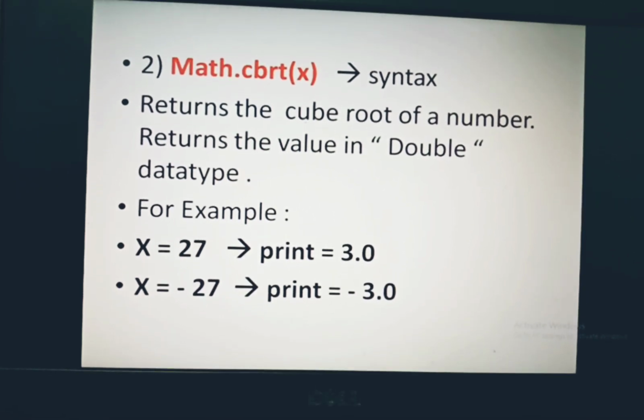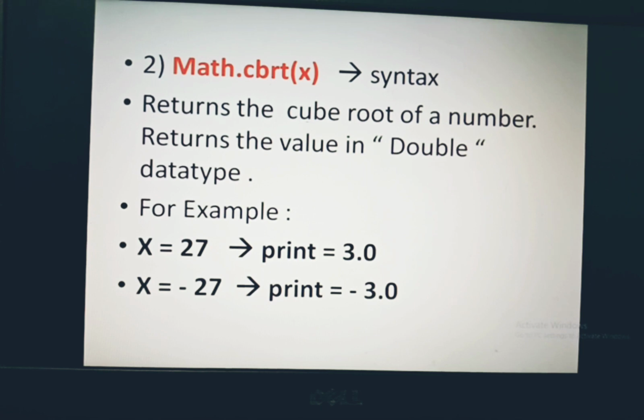And if the input is a negative number, for example minus 27, then the output will also be a negative number, that is minus 3.0. So this returns the value in double data type, and it always returns the cube root of a number.